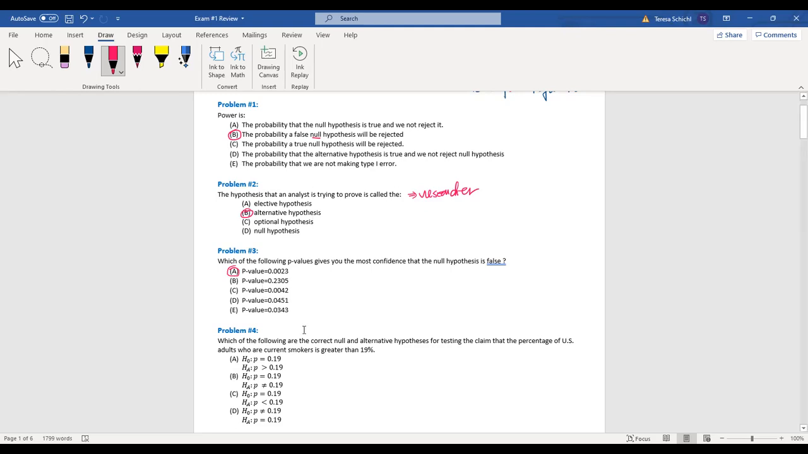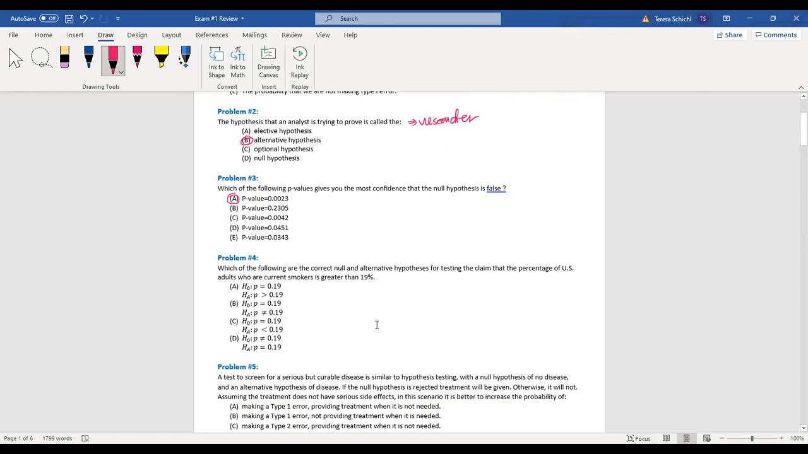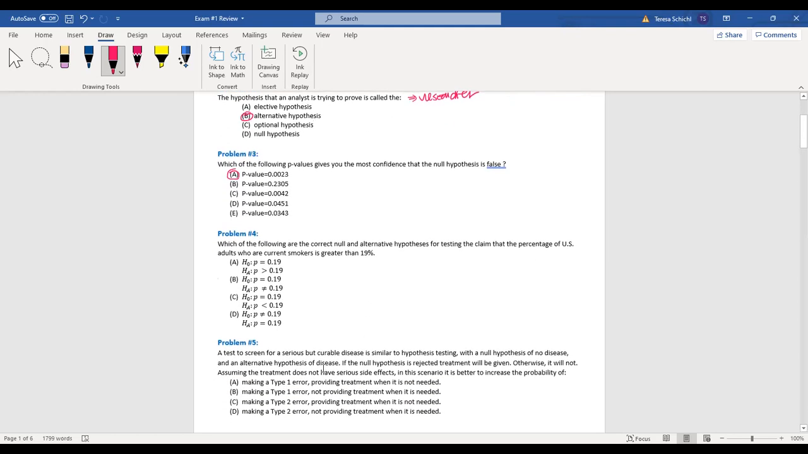Now number 4 here. Which of the following are the correct null and alternative hypotheses for testing the claim that the percentage of U.S. adults who are current smokers is greater than 19%? Remember, the thing we want to test goes in the alternative hypothesis. So the alternative hypothesis is p greater than 0.19.